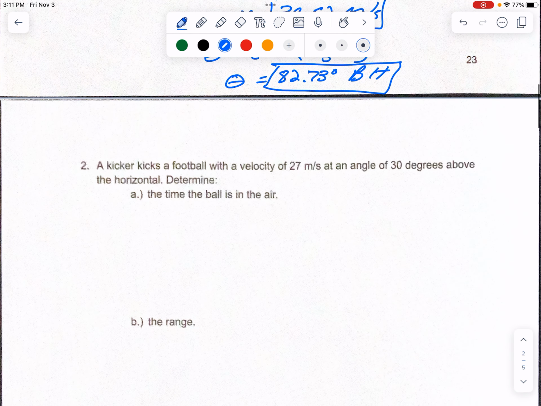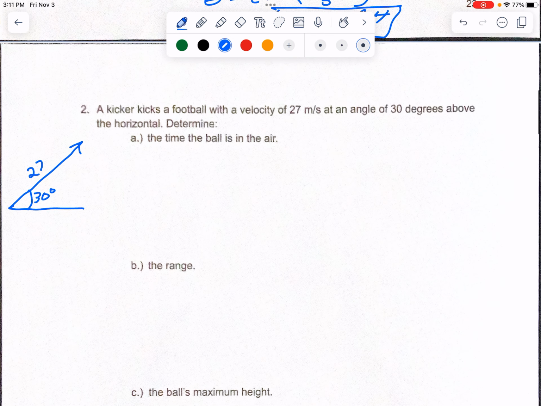It says a kicker kicks a football at the velocity of 27 meters per second at an angle of 30 degrees. So this is type 2. Remember, type 2 has a launch angle, so 30 degrees, and that 27 meters per second is your hypotenuse. Determine the time the ball is in the air, the range, and the ball's maximum height.